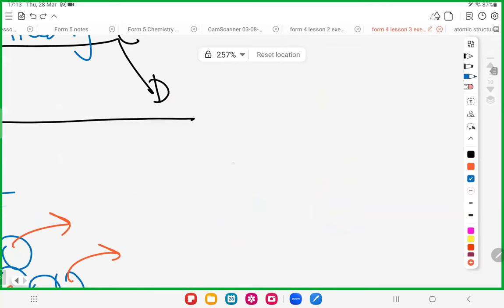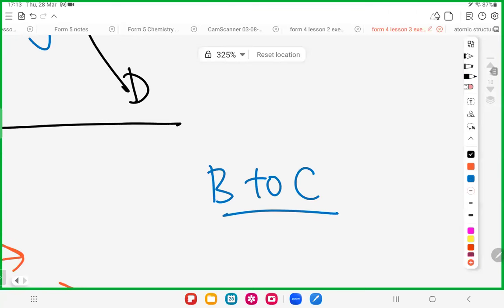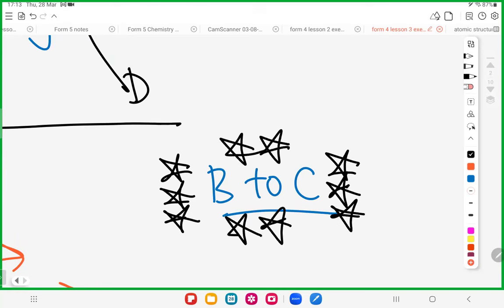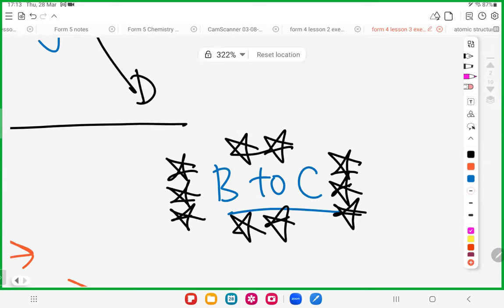B to C is super popular in SPM. That's why I want to show you: 1, 2, 3, 4, 5. Not 5 star, 6, 7, 8, 9, 10. 10 star. They always ask this question, right?